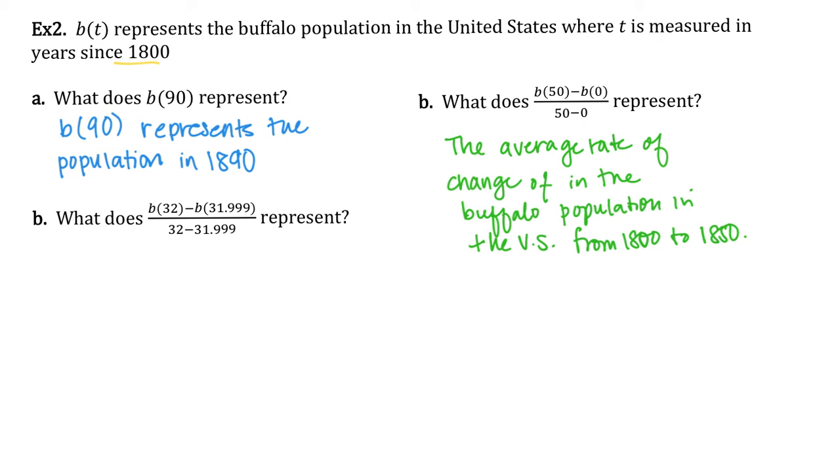Okay, now let's look at the last one, which should be C. Let's make it a C. So what does this represent? This is still a rate of change. It's going from B of 32 to B of 31.9999. So it seems like it's an estimate or approximation of the instantaneous rate of change of the population in the U.S. at 32 years since 1800, in 1832.